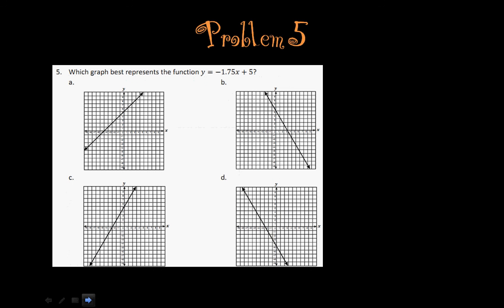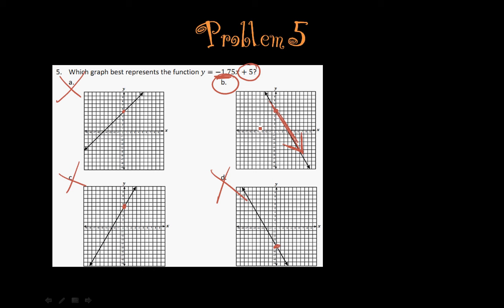Alright, and then problem number 5, there's kind of a tricky way that we can solve this. We see that our y-intercept is 5, so let's go through and find all the ones that have a y-intercept of 5. This one does, this one does, this one does, and this one does not. That has a y-intercept way down there. So D is out. And then if you notice the slope is negative, this is the only line that has a negative slope. So we're not even going to worry about A and C, and we know that the answer is B.